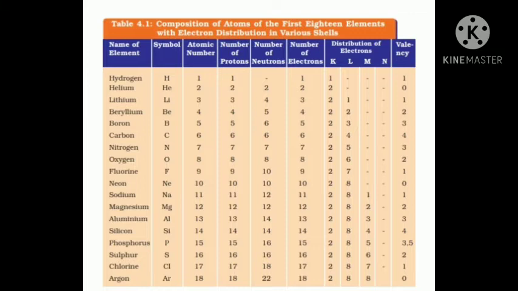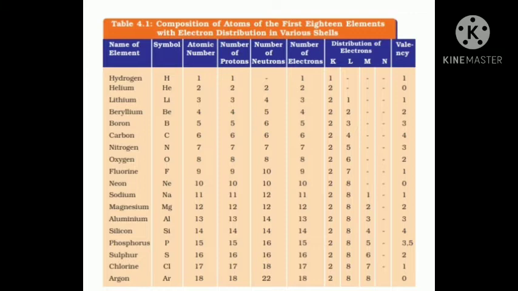Magnesium, symbol Mg, atomic number 12. Number of protons 12. Similarly, the number of electrons 12. Number of neutrons also 12. The distribution of electrons 2, 8, 2. That is K, L and M has the electrons 2, 8 and 2 respectively. Since the number of electrons in the outermost shell is 2, the valency is 2.